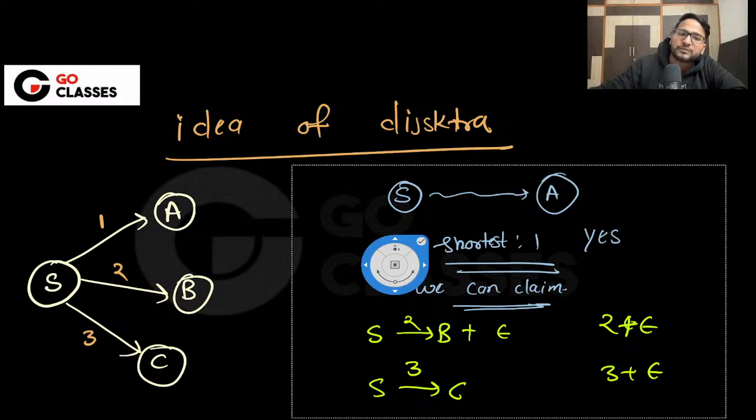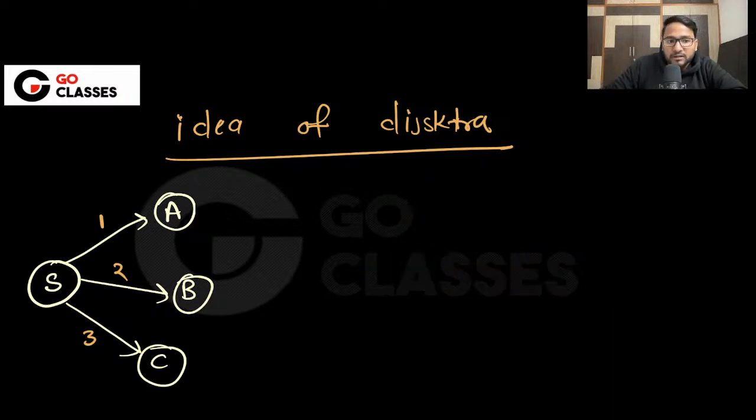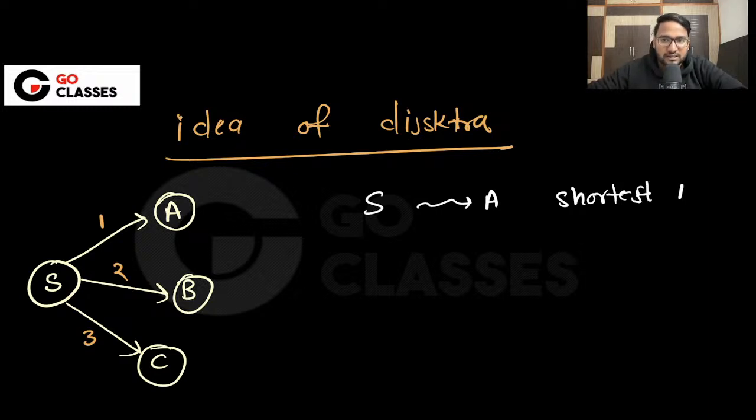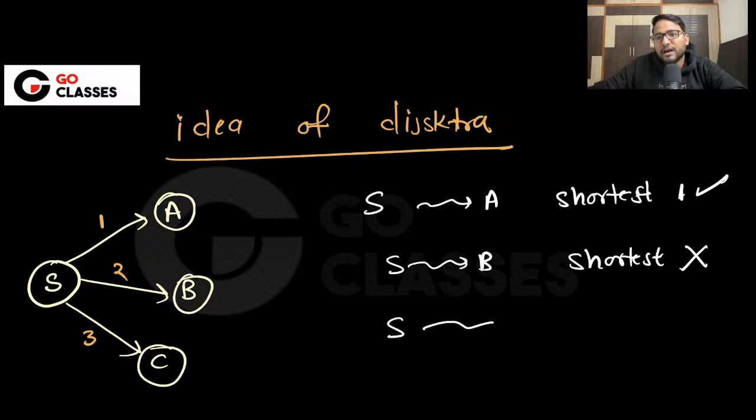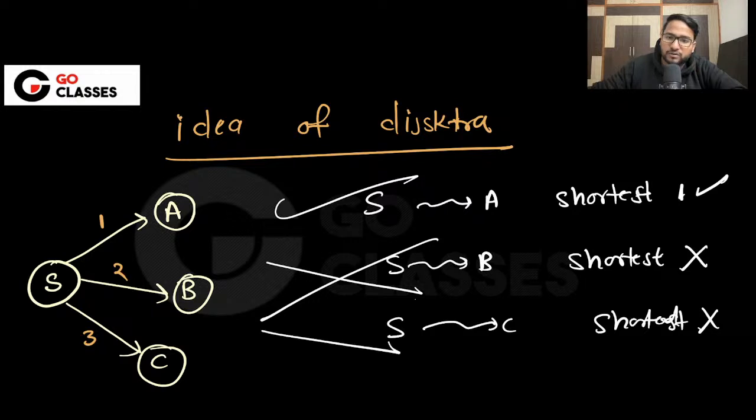So if I tell you only this partial graph and ask you from S to A, can you guarantee the shortest is 1? Yes. From S to B, can you guarantee the shortest is 2 or something? I cannot guarantee the shortest here. Can you guarantee S to C? I cannot guarantee that either. So I can guarantee S to A, but I cannot guarantee S to B, and I cannot guarantee S to C. That's what I can claim using this particular partial graph.